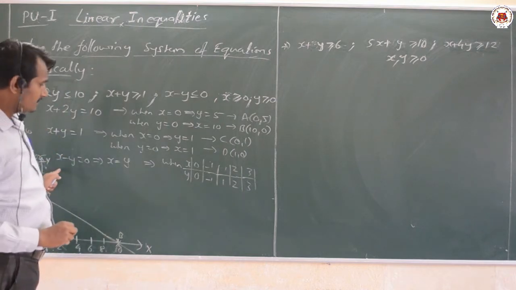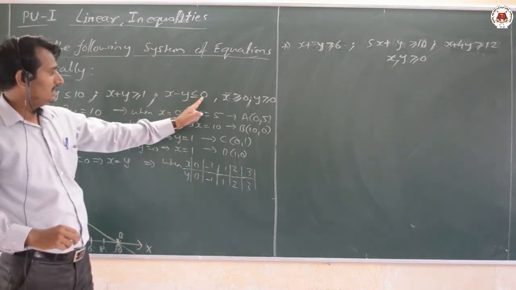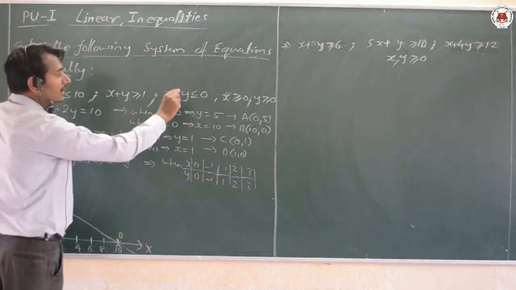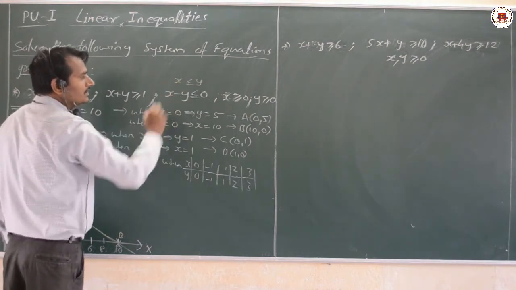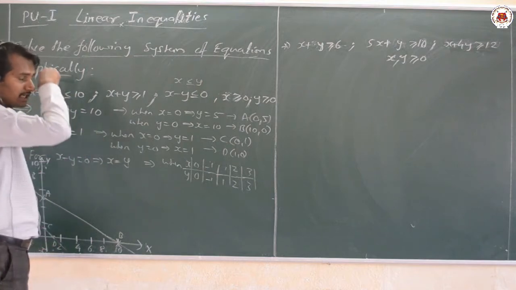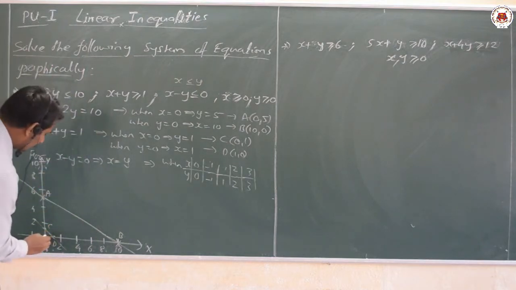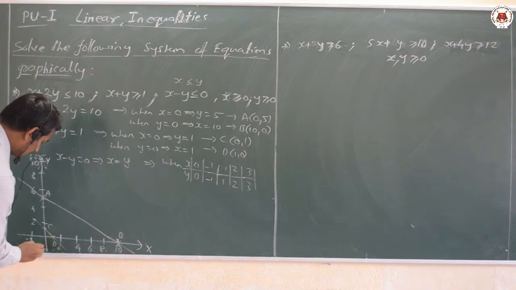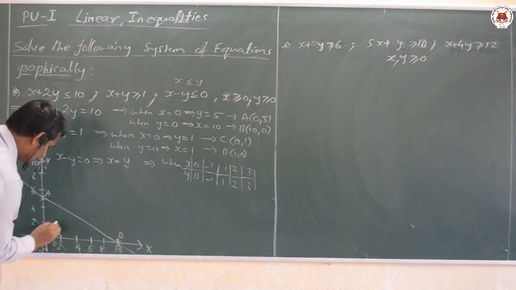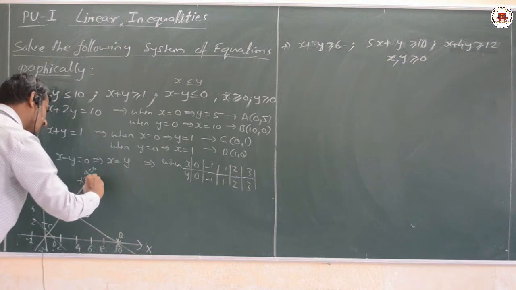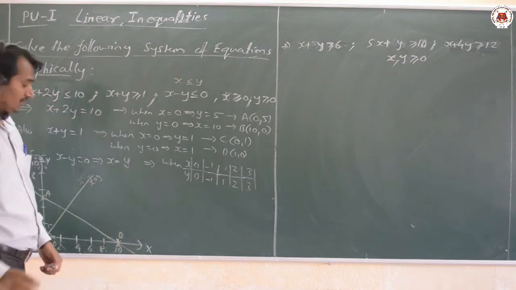Also for this, x minus y is less than or equal to 0. One more thing here, x is less than or equal to y. That is very important, that I will discuss afterwards. X is less than or equal to y. When x equal to 0, y is equal to 0. When x equal to minus 1, y is minus 1, that means it is a straight line passing through the origin. That is nothing but x minus y equal to 0 or x equal to y here.